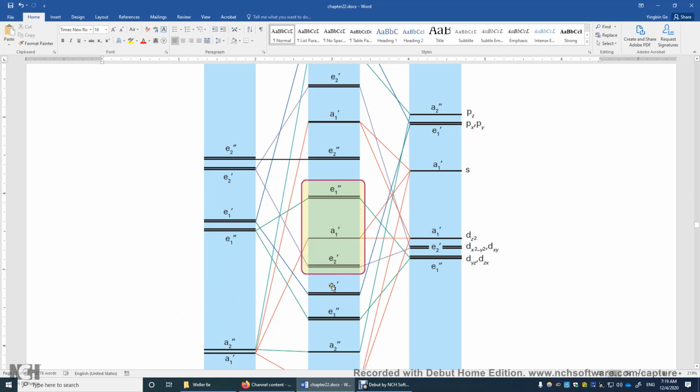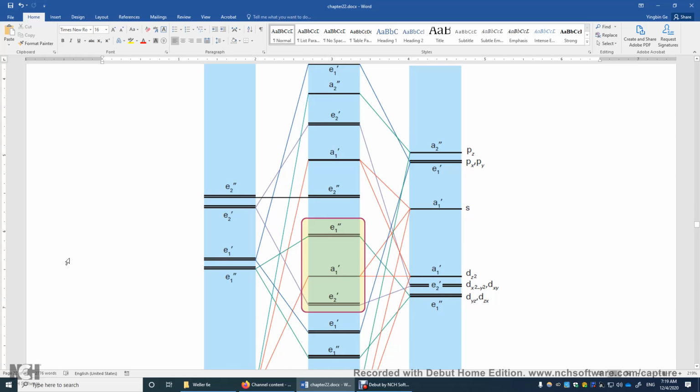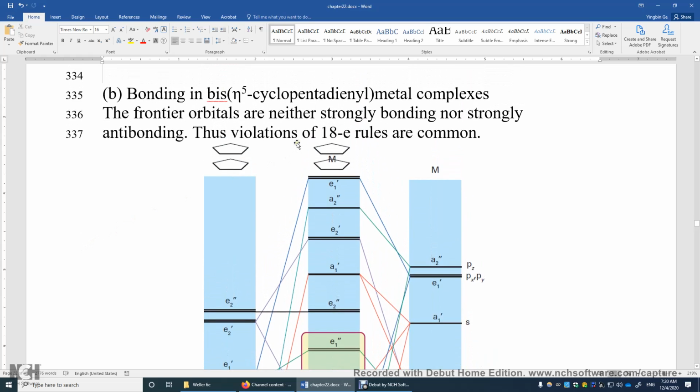For example, the orbitals in the middle. So they are weakly bonding orbitals or weakly anti-bonding orbitals. So they are more like non-bonding orbitals. So that means you can put electrons in these orbitals, and you can also choose to leave these orbitals empty. All right. So either way, there's not much impact on the total energy of the system. So that's why violations of the 18 electron rule are pretty common in those metallocene structures.